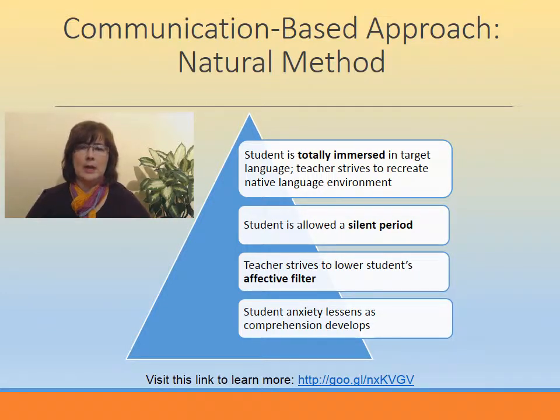And the student is allowed to have a silent period. That's very important, the silent period in language learning, that we respect it. And this goes on the principle that comprehension precedes production. And the teacher strives to lower the student's affective filter, as in Krashen's theory, to lessen anxiety and focus on the classroom organization by topic, not grammatical structure. You can learn more about this by visiting the link below and see some examples.